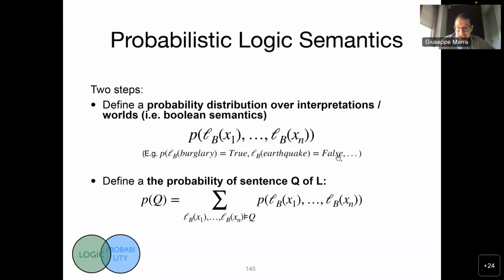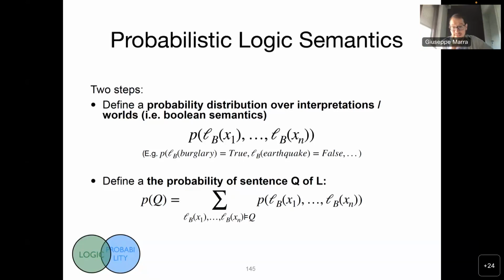And then, given a Boolean assignment, you give a probability over it, a probability value. So this is another layer of semantics. There is a Boolean semantics that is the model, and you are defining a meta semantics, which is a probability distribution over the logical semantics.